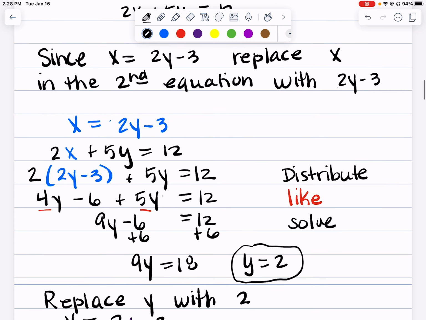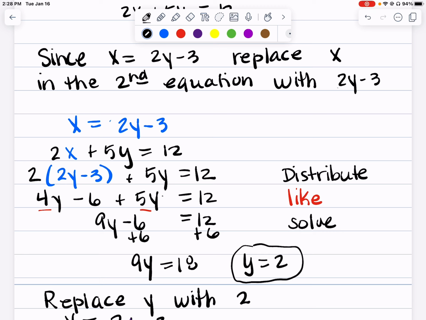Okay, so x equals 2y minus 3. The other equation was 2x plus 5y. So x gets replaced with 2y minus 3. Now our equation has just y, so we can solve.